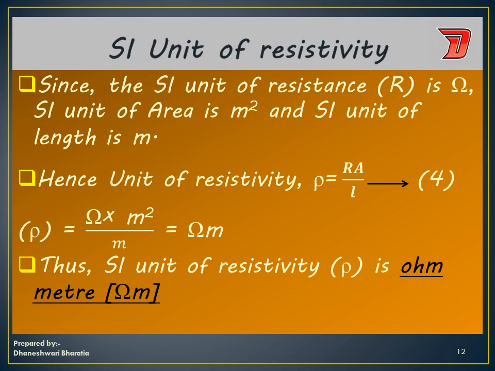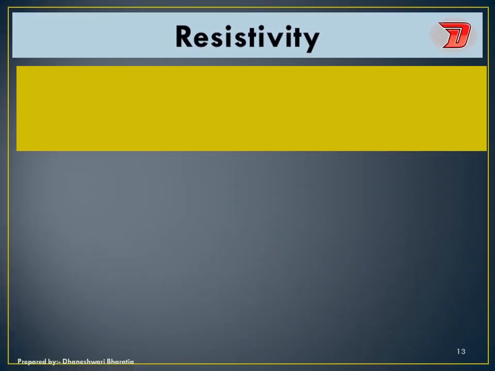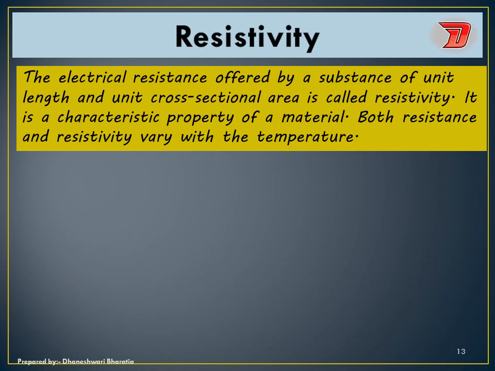The symbol is also given. Please remember this. Let us see what resistivity is. The electrical resistance offered by a substance of unit length and unit cross-sectional area is called resistivity. If you recall, rho is equal to RA by L. So remember that formula. Through that formula you will be able to remember the definition very easily. It is a property of a material. Both resistance R and resistivity rho vary with the temperature.